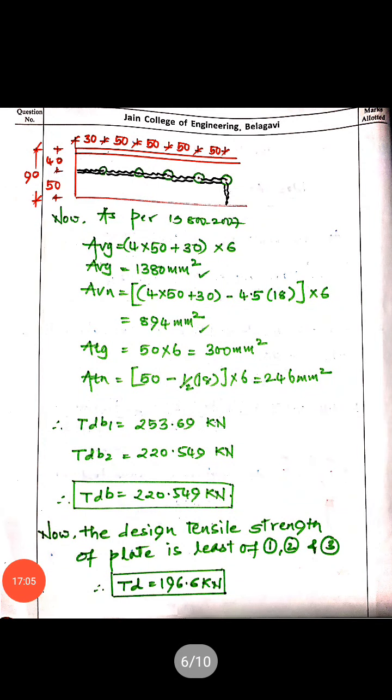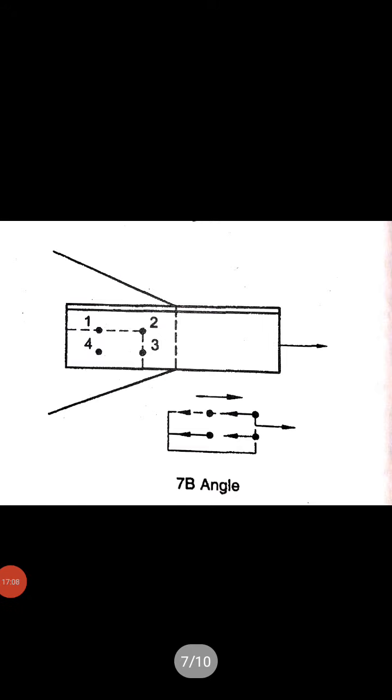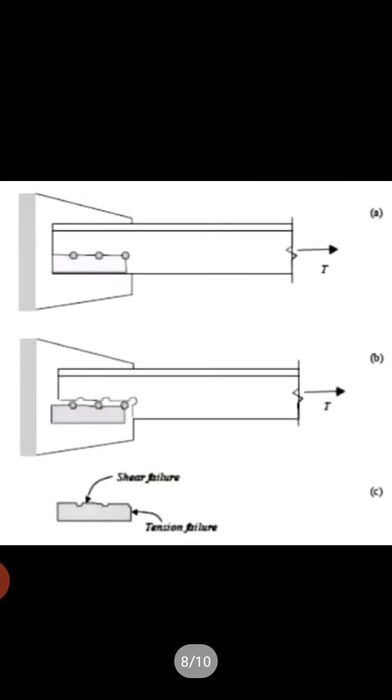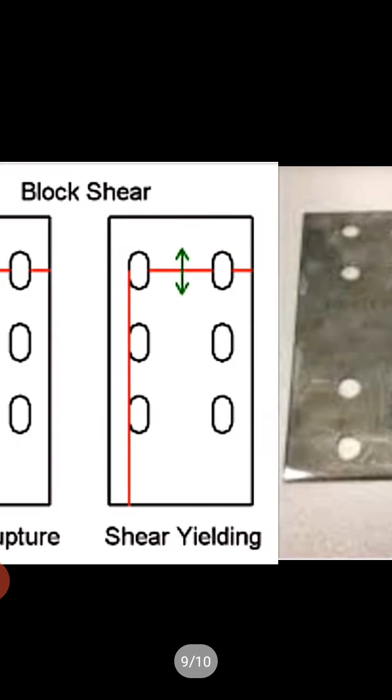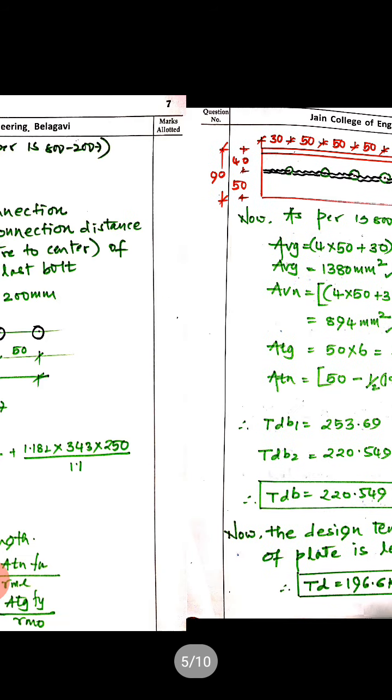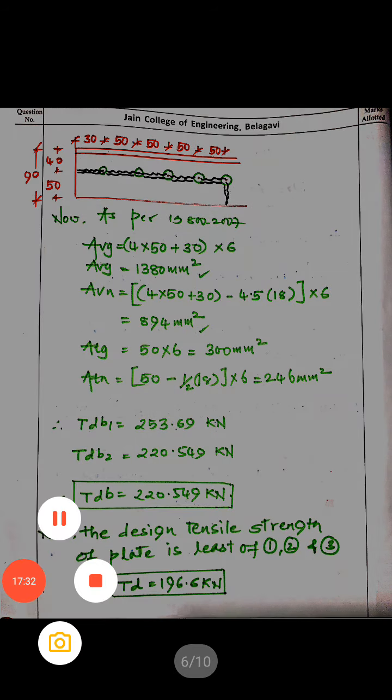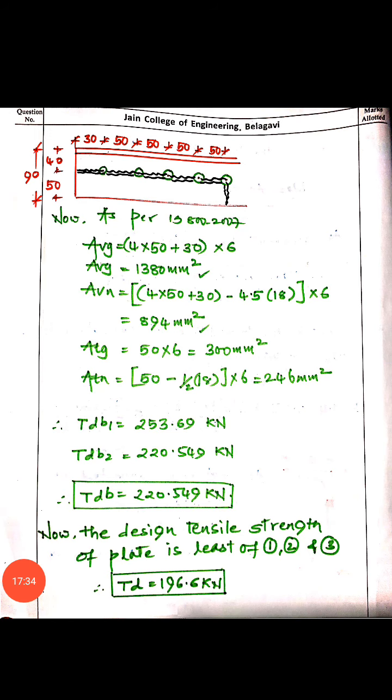I have added some more photos for this. You can see here the block shear, how it takes place. For the angle section, I even explained it in my first lecture. This happens in block shear failure, and this is the actual photo of how block shear takes place. So this is regarding the calculation of the design tensile strength of angle sections. I'll attach the PDF for this.